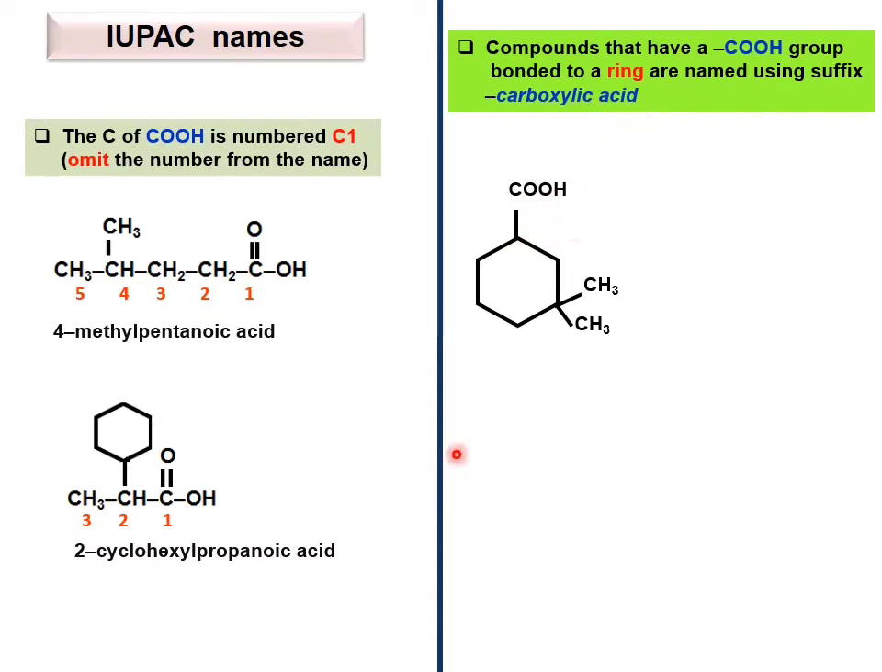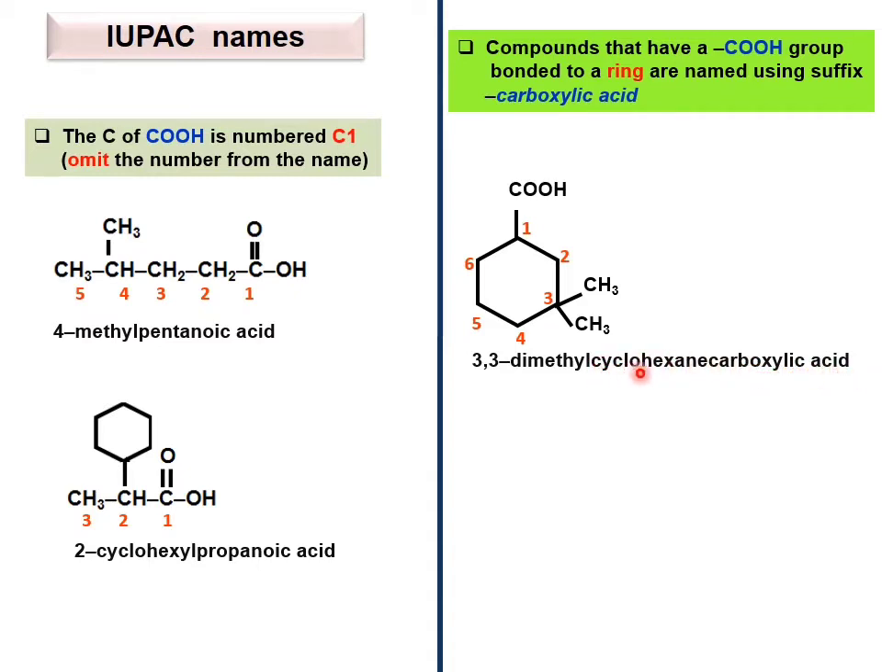So if you need to start numbering, you need to start at the carbon that is directly bonded with COOH, and then you akan pusing clockwise. Okay, why? Because nearer to the substituent. So at carbon number 3, we have 2 substituents, which are methyl. So the name should be 3,3-dimethyl cyclohexane carboxylic acid. Nampak tak parent name dia?